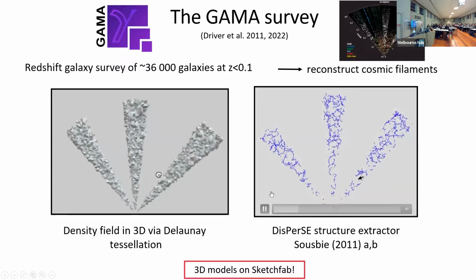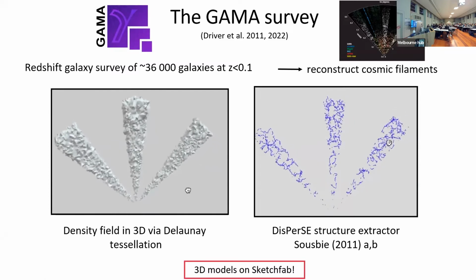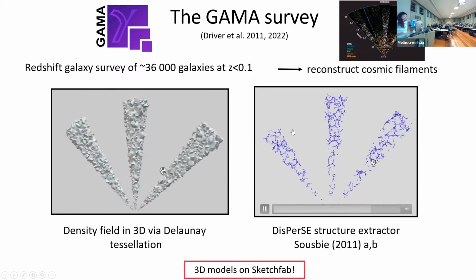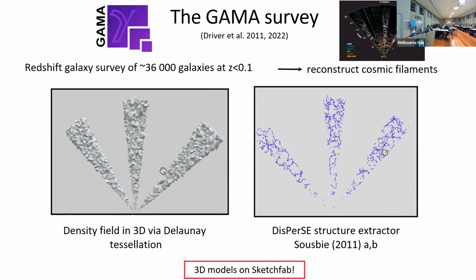Okay, so we exploit their 3D coordinates, such as right ascension, declination, and redshift. And so what we did was reconstruct the density field by the Delaunay tessellation, and these are the three equatorial regions, and then we use DisPerSE as a structure finder to reconstruct the cosmic filaments of the universe within the GAMA regions. And these are the 3D models of the density field and the cosmic filaments.